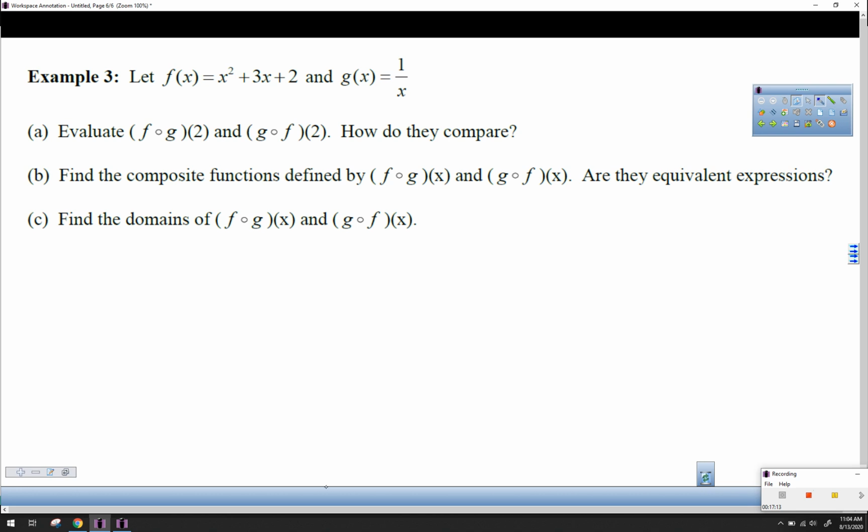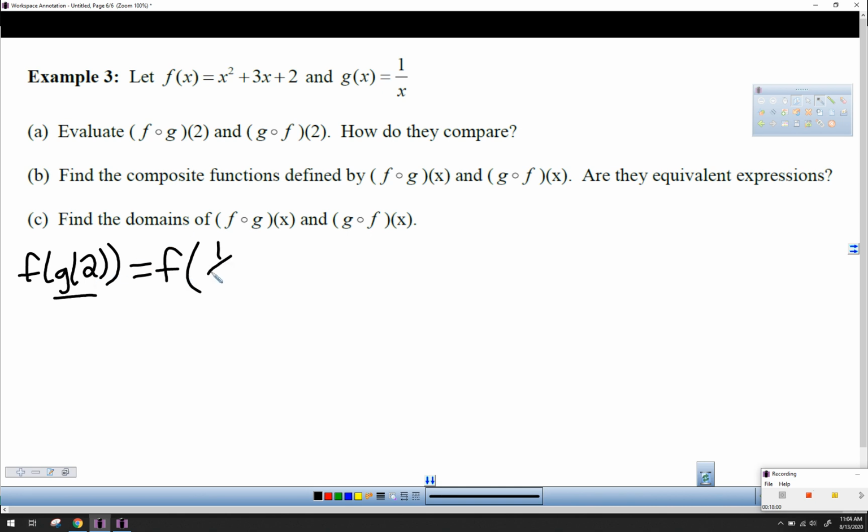So, for part A, f of g of 2, that means I want to know what you get when you have 2 inside of the g function and then take that answer and plug it inside of the f function. So I guess it would be important for us to first figure out, well, what is g of 2? Well, the g function is 1 over x. So if you plug in 2, you get 1/2. And so now that you have that answer, you take that answer and plug it into the other function. Always start on the inside and work your way out.